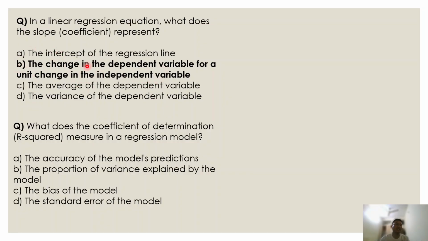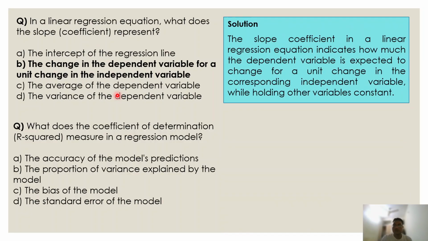Those who chose A, the intercept of the regression line, that is not a correct answer. Slope generally represents the change in the dependent feature versus the independent one. Even if you don't have any knowledge about regression, you can easily answer this, because slope means change in something with respect to something. So that's the correct answer, and here is the explanation for it.